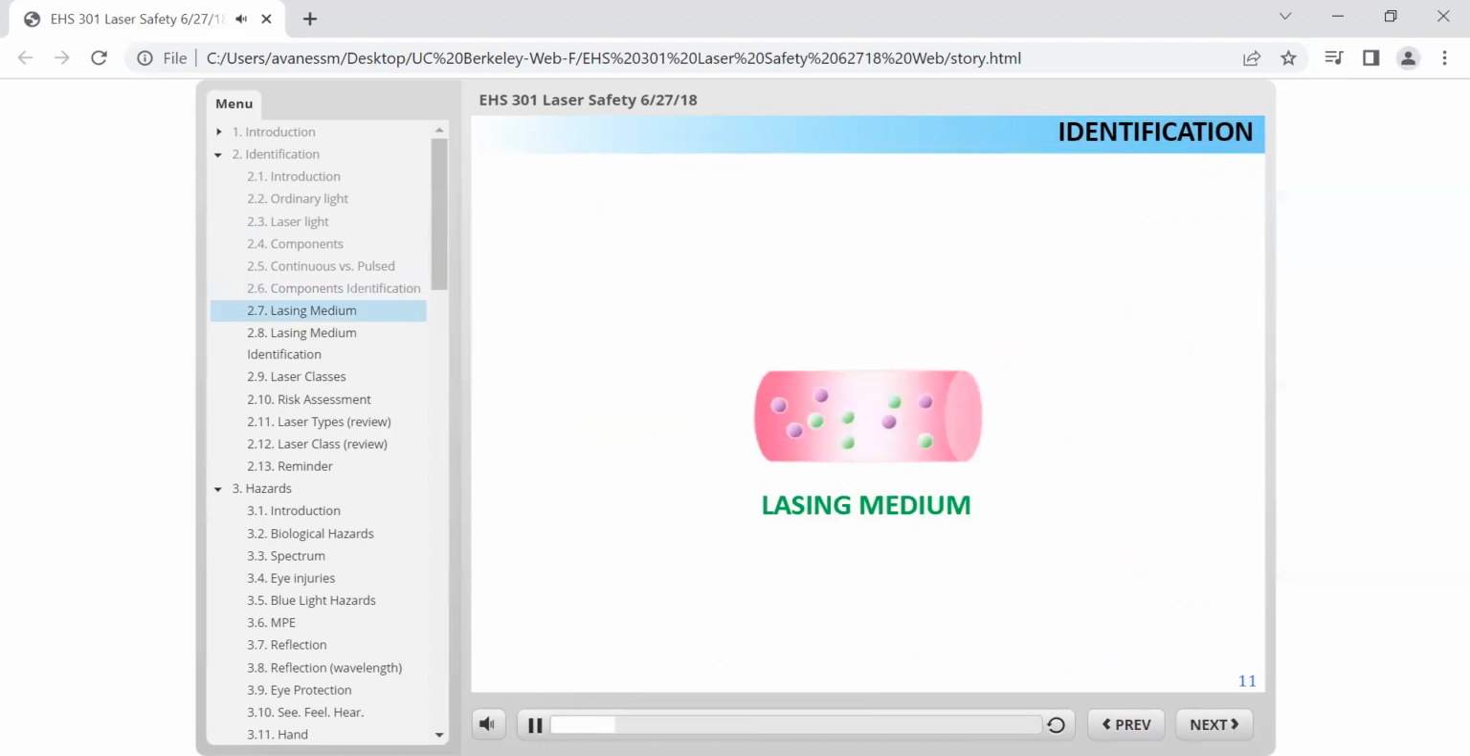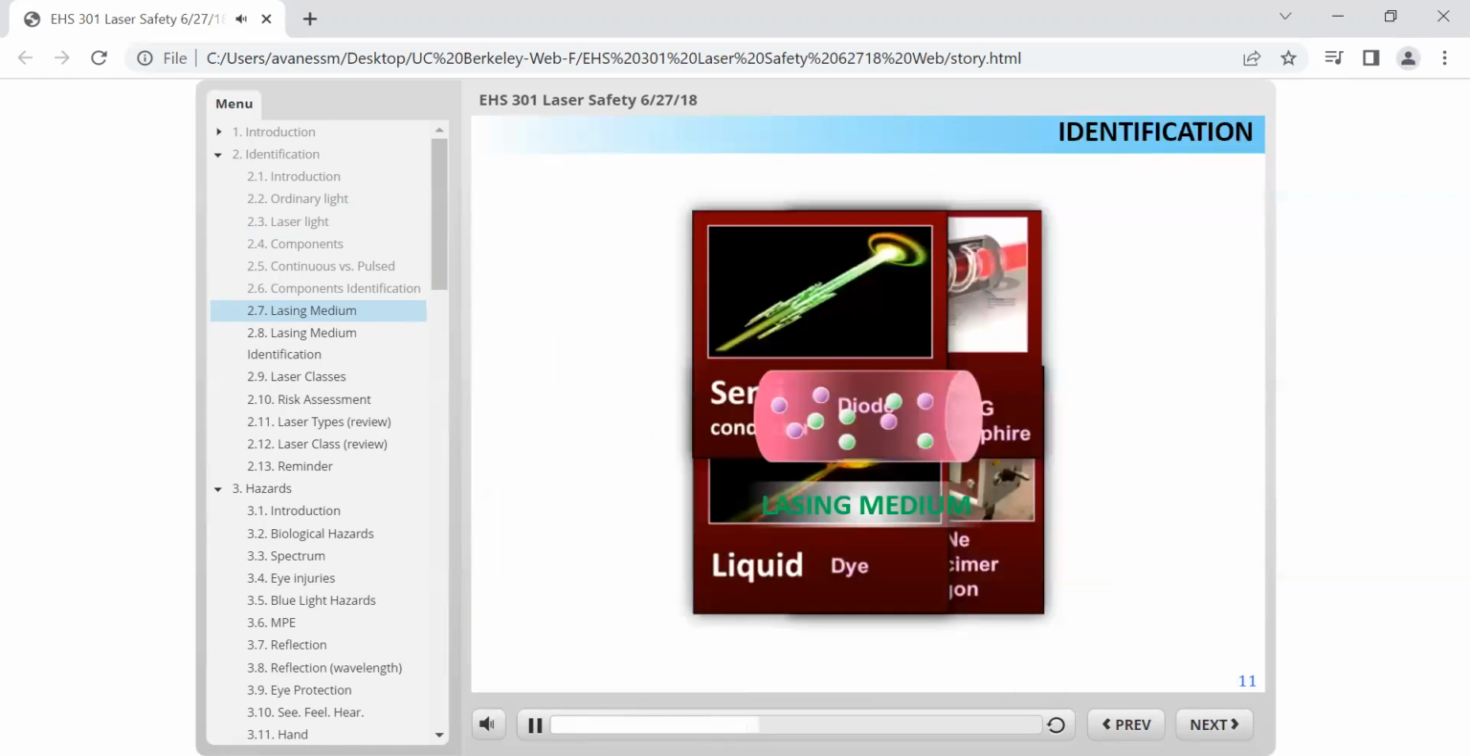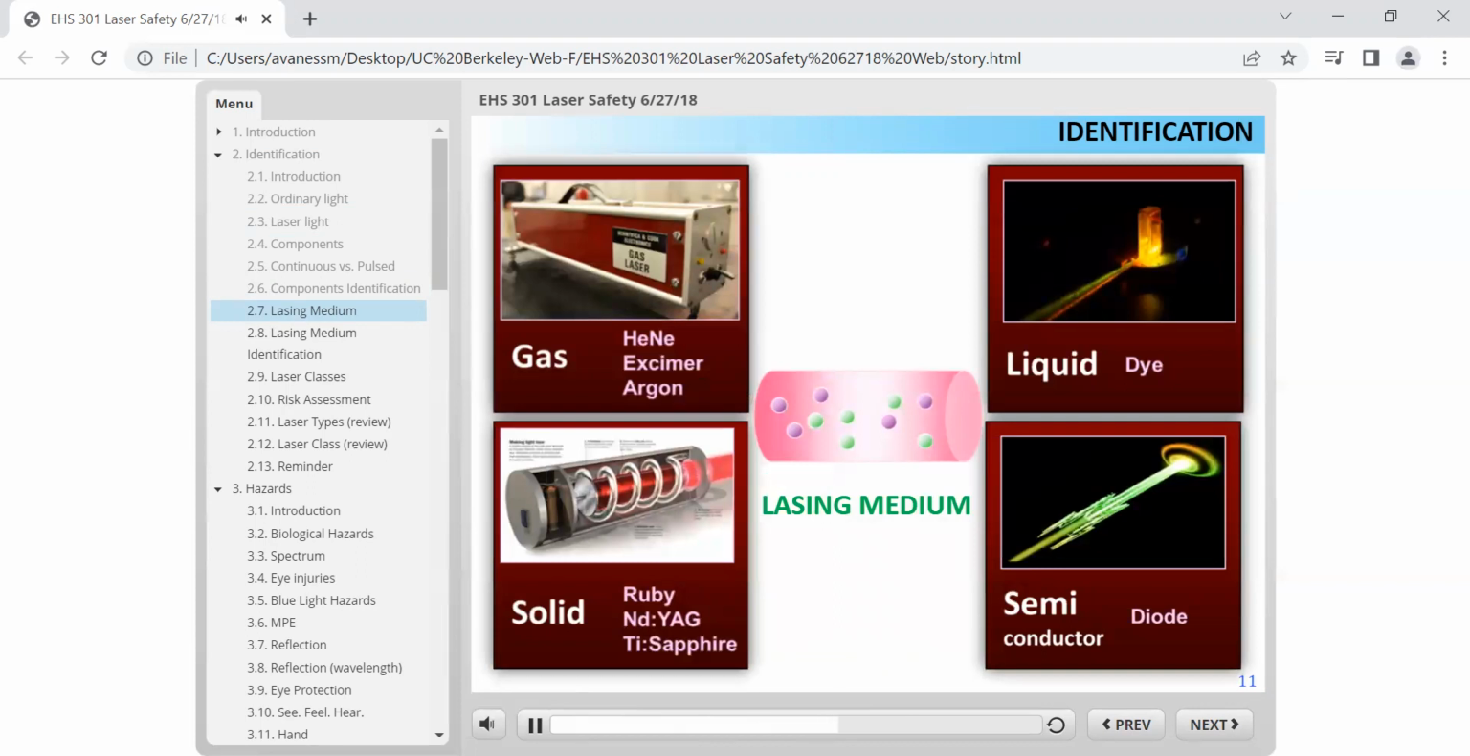Lasers differ from each other based on the kind of lasing medium they use. It can be a gas, such as argon, solid state, such as a ruby crystal, liquid or dye, or a semiconducting material, such as a diode.